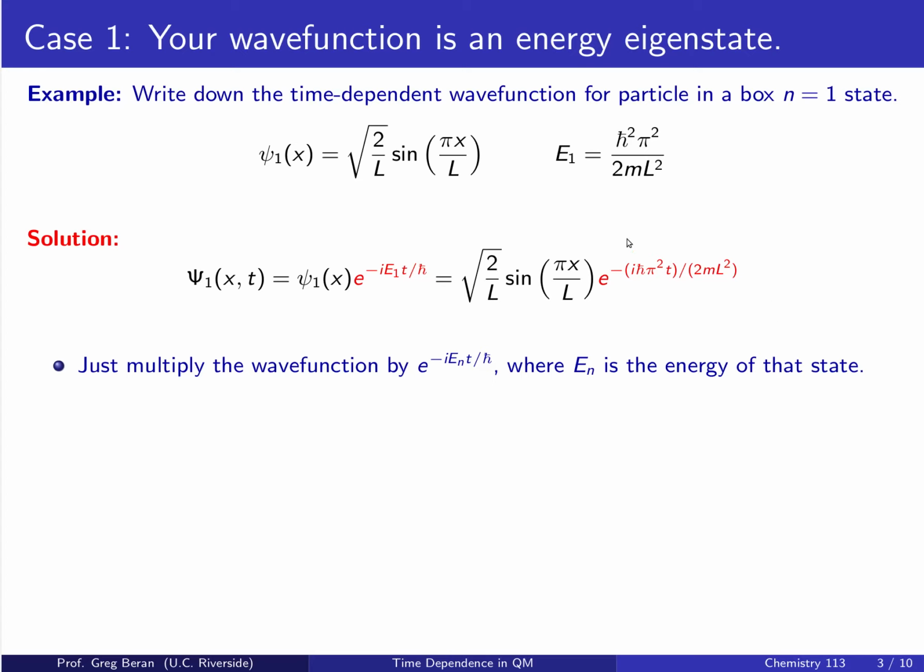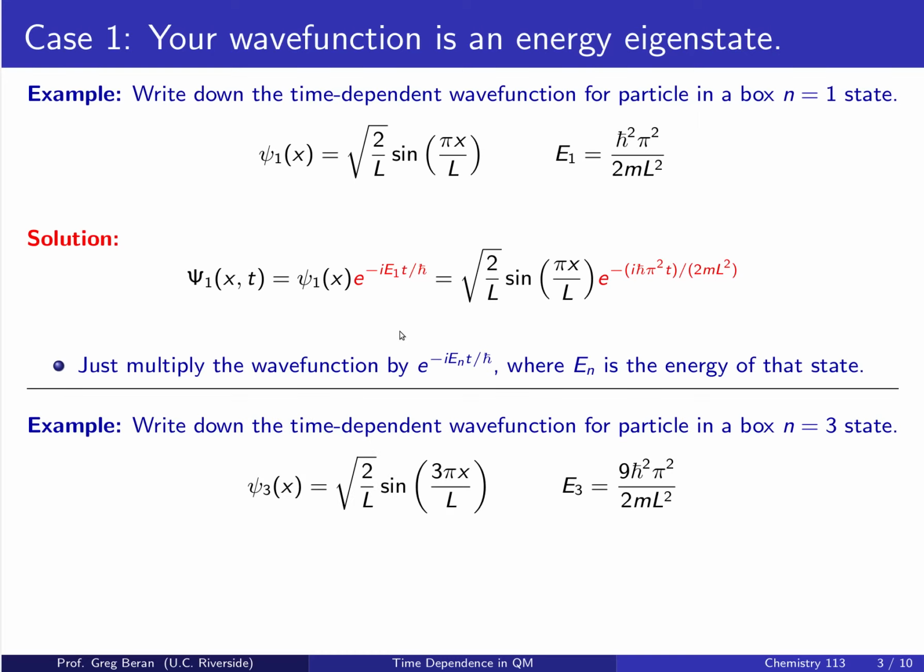If you're in an energy eigenstate, all you need to do is multiply it by e to the minus i E t over ħ, where the E is the energy of that particular eigenstate. And that's the one key part. You want to be sure to be using the energy for the particular eigenstate that term is modifying.